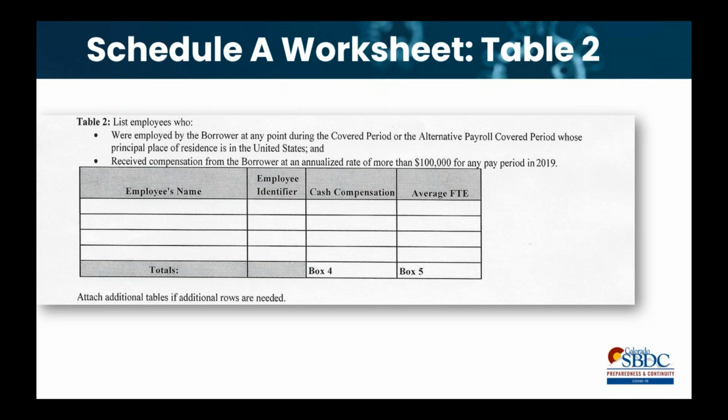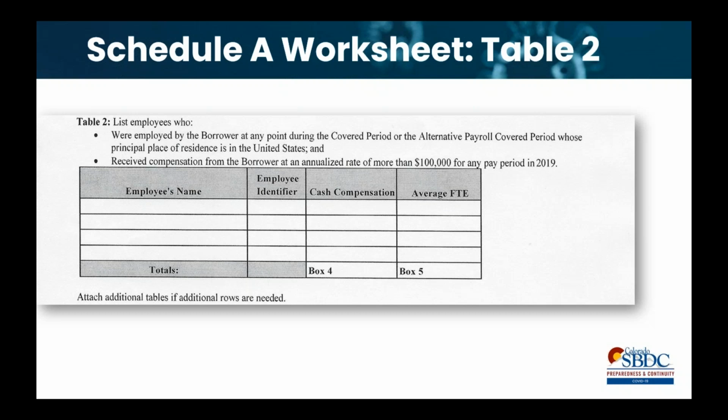So if our covered period was 8 weeks, the most we can claim per employee for forgiveness is $15,384. For a 24-week covered period, that amount will increase to $46,152. Your maximum amount will be based on the number of weeks in your covered period. Also note that owner employees are treated differently, and we'll get to them in a minute.